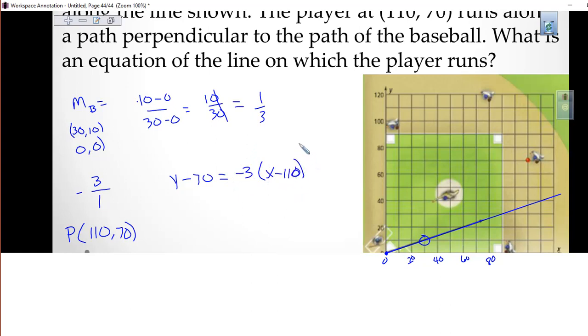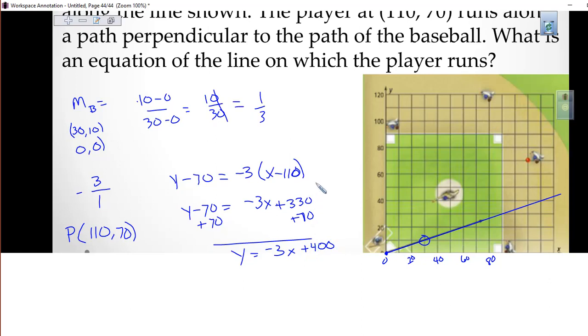So this equation is now in point-slope form. If we change this around to slope-intercept form, distribute here, we get a negative 3x, and that would give us a positive 330. And we add 70. So y is equal to negative 3x plus 400. That would be our line in slope-intercept form. So always make sure you put it in the right form that they ask for.